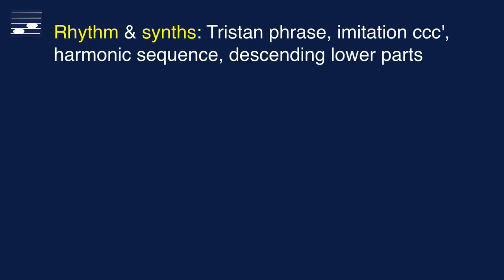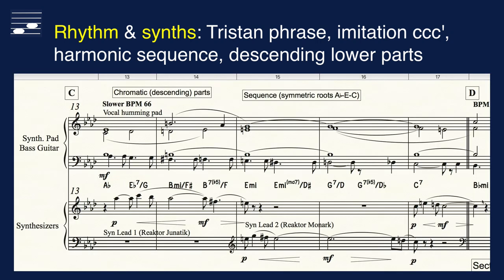The Tristan melody motif returns in the contrasting setting with imitating synthesizer leads and rhythm section support from acoustic guitar, bass guitar and synth pad. Harmonically, there is the sequence over symmetrically divided roots, here A-flat, E and C, and the chromatically descending lower parts.